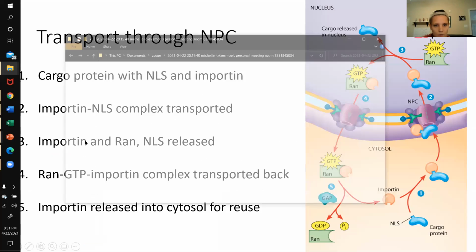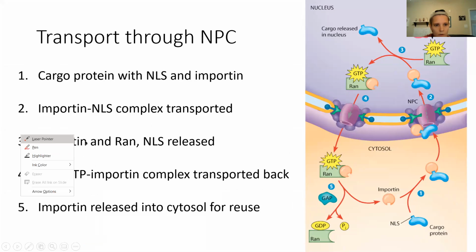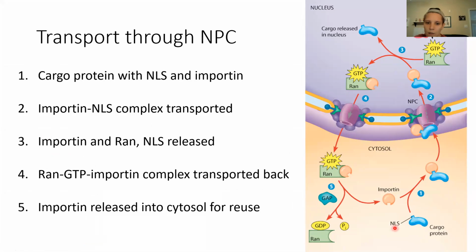You can see here, the cytosolic cargo protein with the NLS is recognized by the importin and connects. Then with number 2, the importin-NLS complex is transported into the nucleus by a transporter at the center of the nuclear pore complex.